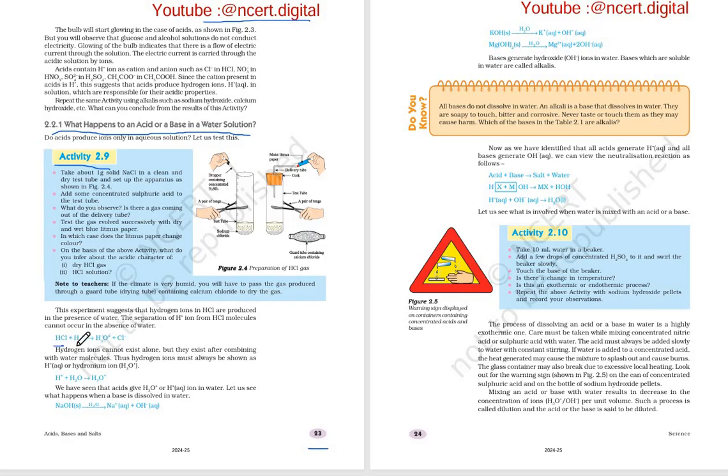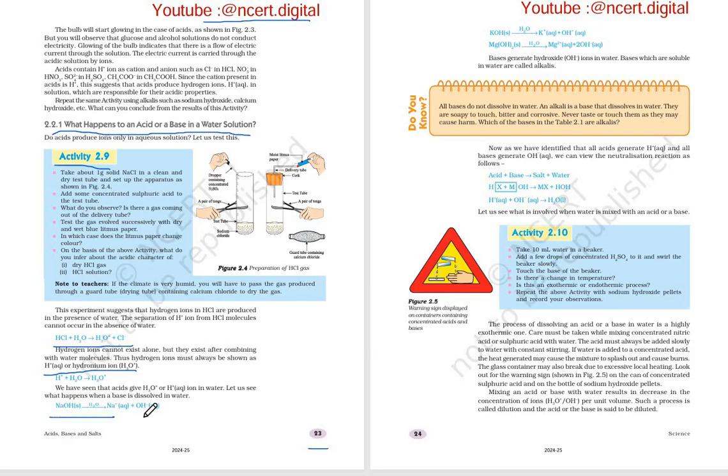HCl + H2O → H3O+ + Cl-. Hydrogen ions cannot exist alone, but they exist after combining with water molecules. Thus hydrogen ions must always be shown as H+(aq), or hydronium ion, H3O+. H+ + H2O → H3O+. We have seen that acids give H3O+ or H+(aq) ion in water. Let us see what happens when a base is dissolved in water.